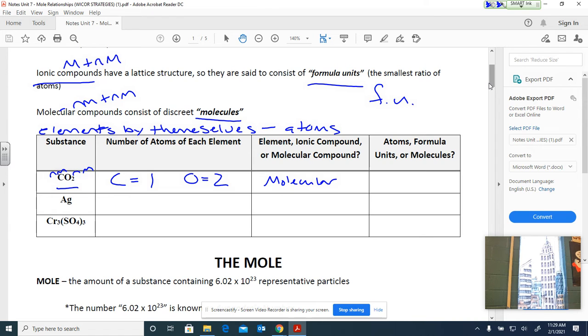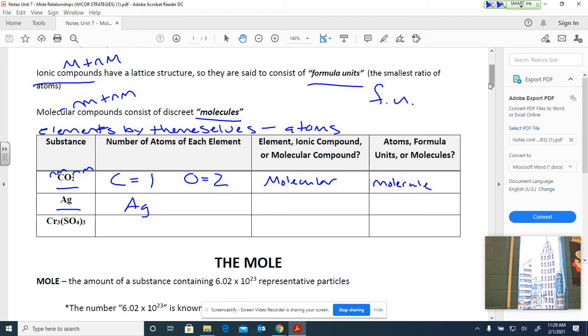Molecular. Okay. Now, if it's molecular, then what I call the little pieces of it in the smallest form, just CO2, just 1 C, 2 O's bonded together, each of those would be called a molecule of CO2.